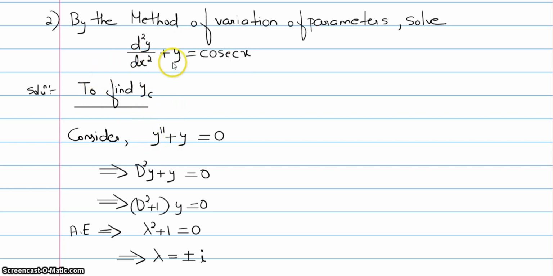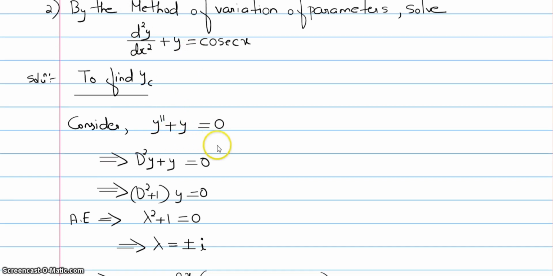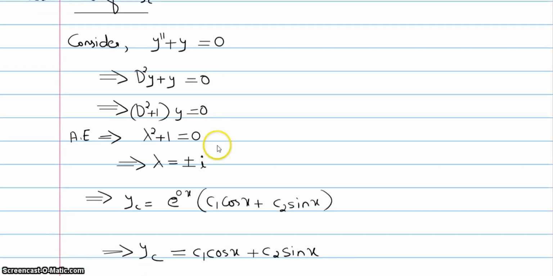Just consider the homogeneous part of this given differential equation, y'' + y = 0. Now replace y'' by D²y and take y as common outside, replacing the capital D by lambda. We get the auxiliary equation as lambda² + 1 = 0. So its roots are ±i. Here the roots are complex numbers.